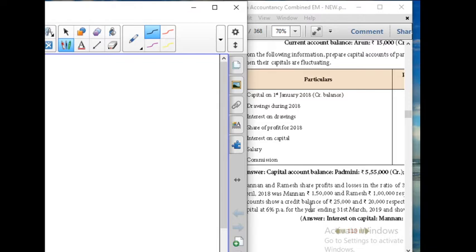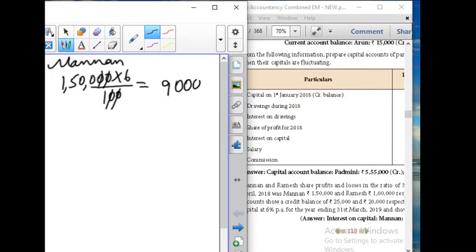So we have to first calculate the interest on capital. So Mannan, how much is the capital? 1,50,000. What is the interest on capital? 6%. So 6 divided by 100. 0, 0 cancel. What is the answer? 9,000. So this is the interest on capital of Mannan.